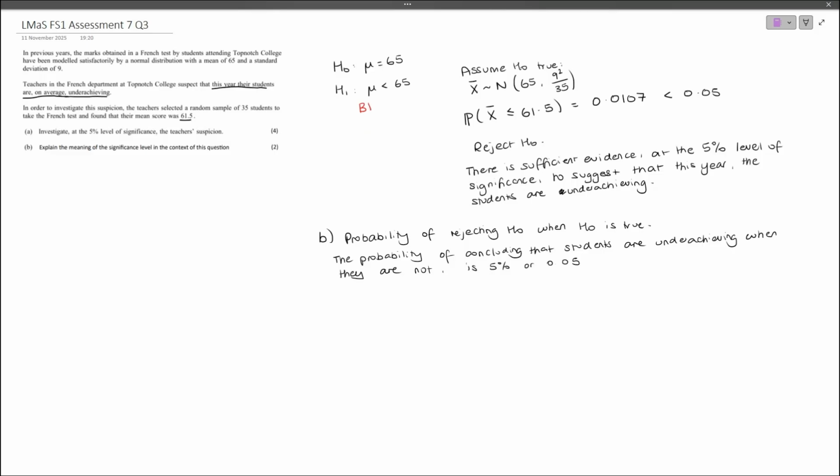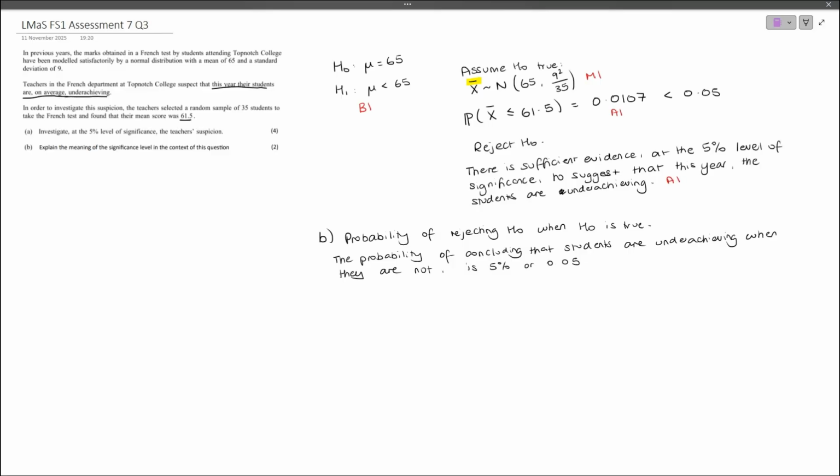So where do the marks for this question come from? There's an independent accuracy mark for hypotheses. There's a method mark for giving the correct distribution. Note that you do have to give the bar on top of the x. Then there's an accuracy mark for getting the correct probability, 0.0107. And last but not least, there's an accuracy mark for giving the correct conclusion in context.